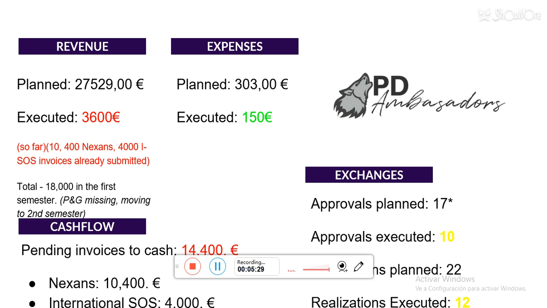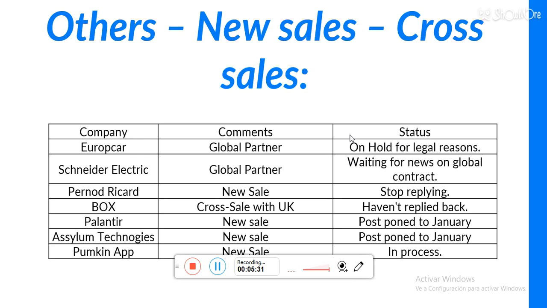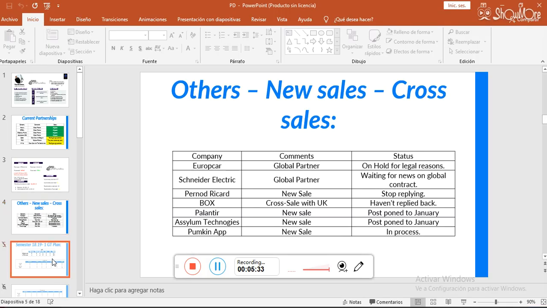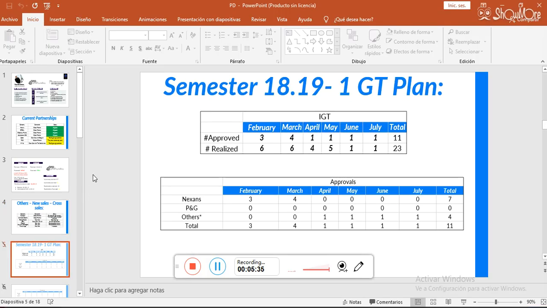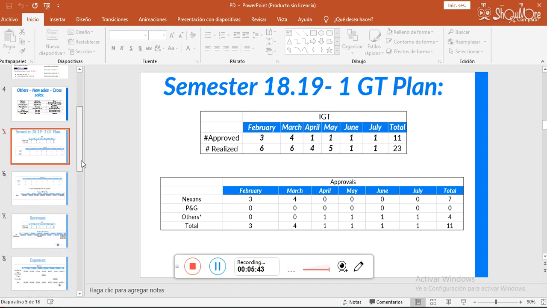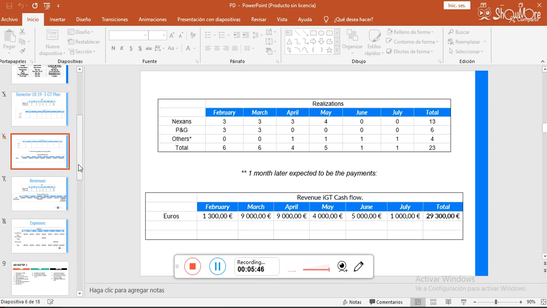And then, let me go next. I will go like this because this is hidden. But we have here the approvals and realizations we planned for the first semester. As you can see, most of them come with Nexans because we didn't have a lot of other partners. So I needed to create new partners. And then we have here the planned realizations and the cash flow.